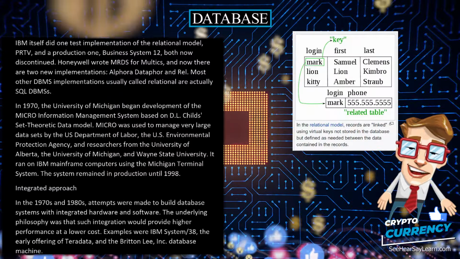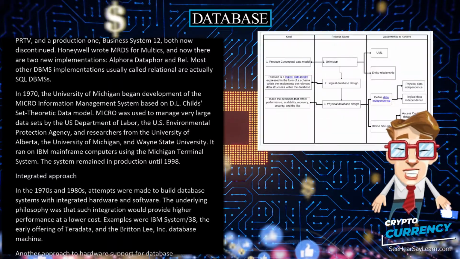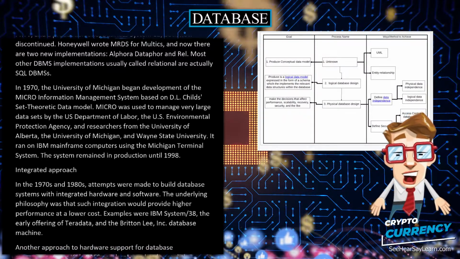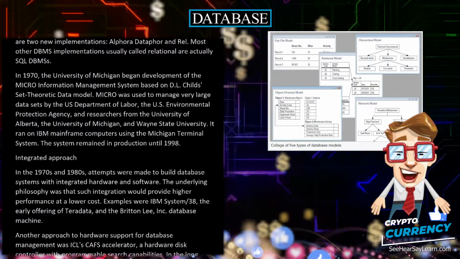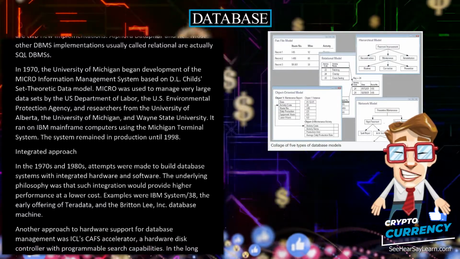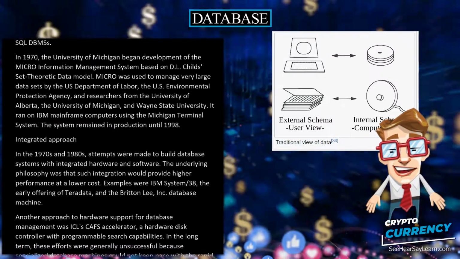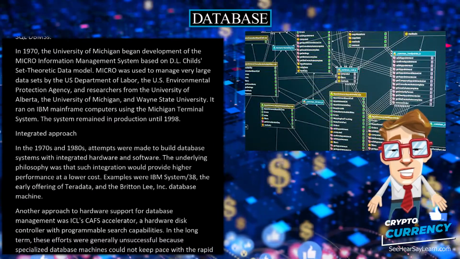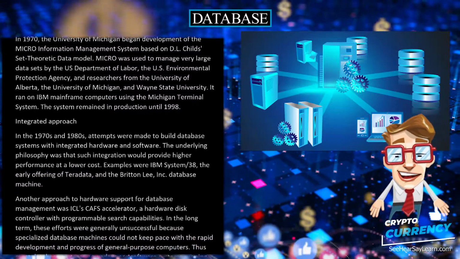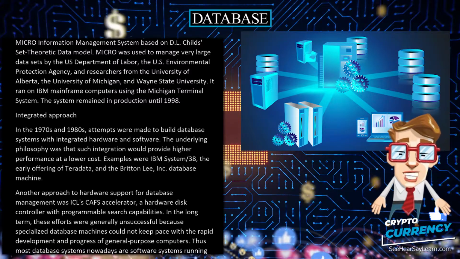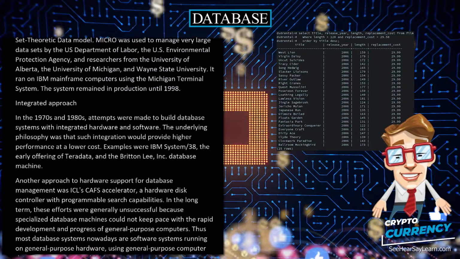In 1970, the University of Michigan began development of the Micro-Information Management System based on D.L. Child's set theoretic data model. Micro was used to manage very large data sets by the U.S. Department of Labor, the U.S. Environmental Protection Agency, and researchers from the University of Alberta, the University of Michigan, and Wayne State University. It ran on IBM mainframe computers using the Michigan Terminal System. The system remained in production until 1998.